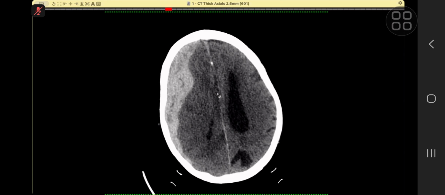This is one of the cases from my collection. If you look carefully, there is a small subdural hematoma. On a normal brain window, it is difficult to differentiate it from the adjacent bone. So the subdural hematoma window, which is this one, makes the brain slightly darker and the hematoma appears different as compared to the adjacent bone. So this will be the savior. This particular case was missed.